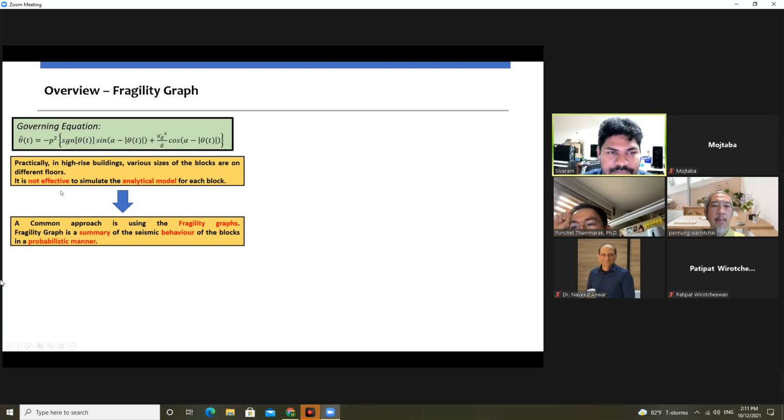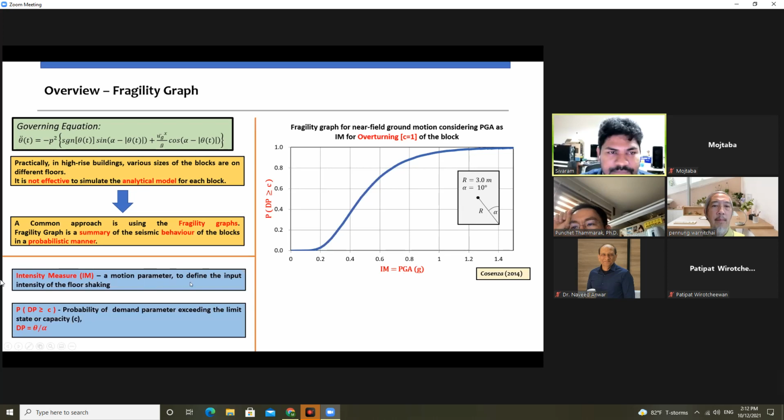In a practical high-rise building, various sizes of blocks are on different floors. So it is not effective to simulate an analytical model for each block. Here is the intensity measure. For the example, I consider peak intensity measure as a motion parameter to define the input intensity of floor shaking. So that depends on the applied ground motions.